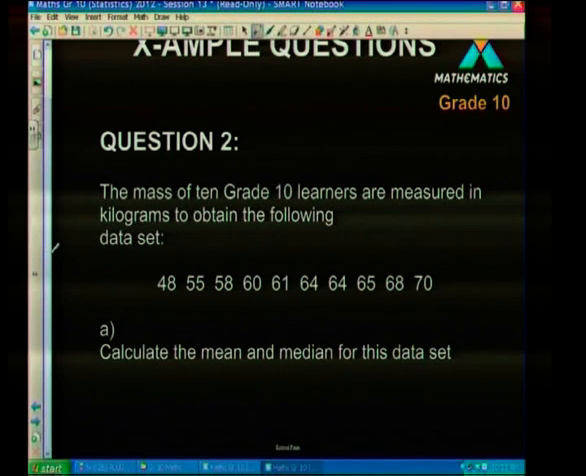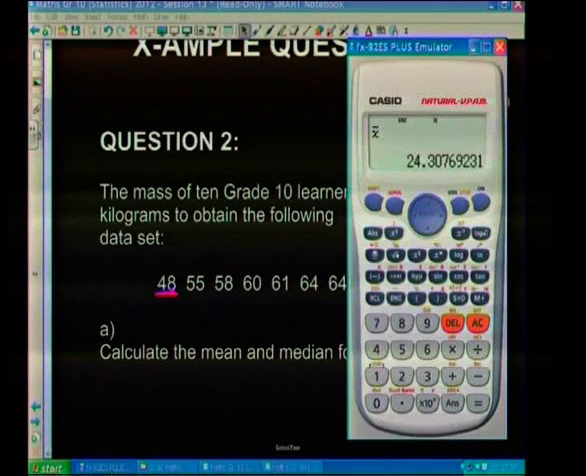The mass of grade 10 learners are measured in kilograms. Now, I wonder how they got 10 grade 10 learners to stand on the scale, but never mind. And we have a look at the masses starting from 48 and ending at 70. It looks like the data has been arranged from smallest to biggest, so that's really quite nice. The question to us is calculate the mean and the median for this data set. Right, out with the calculator again.